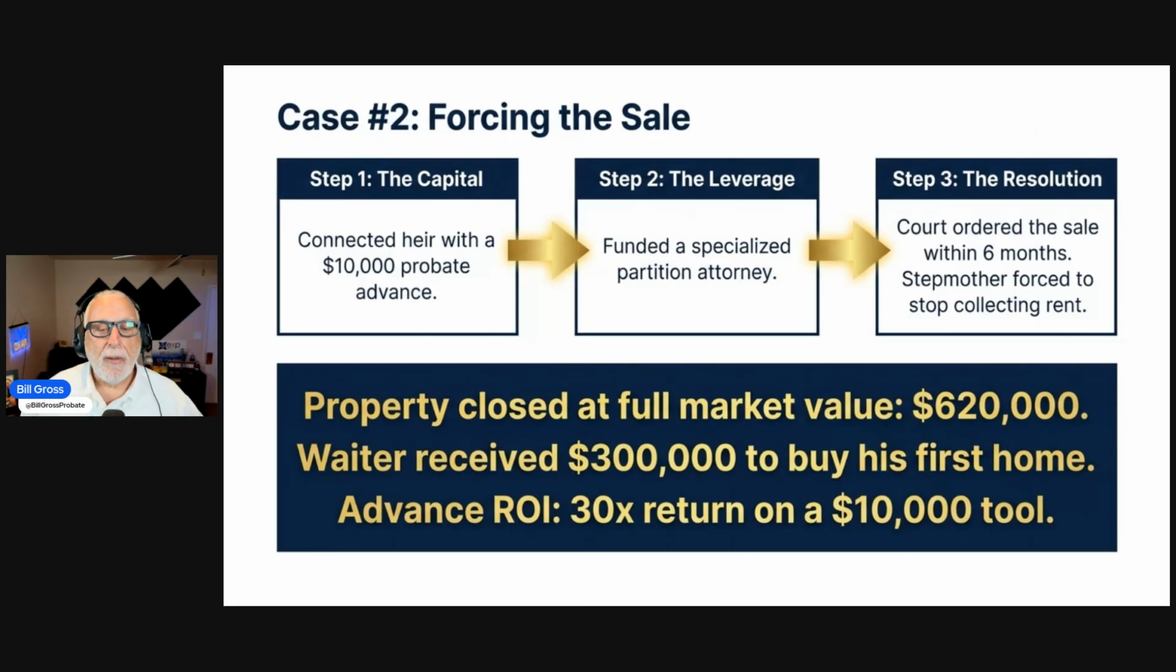So in my experience, when somebody explains this to the person wrongly trying to avoid the sale, they realize it's a house of cards. And in this case, they agreed to list the property, we sold it at fair market value, about $620,000. And he got his half, about $300,000, all because we got him the $10,000 advance.